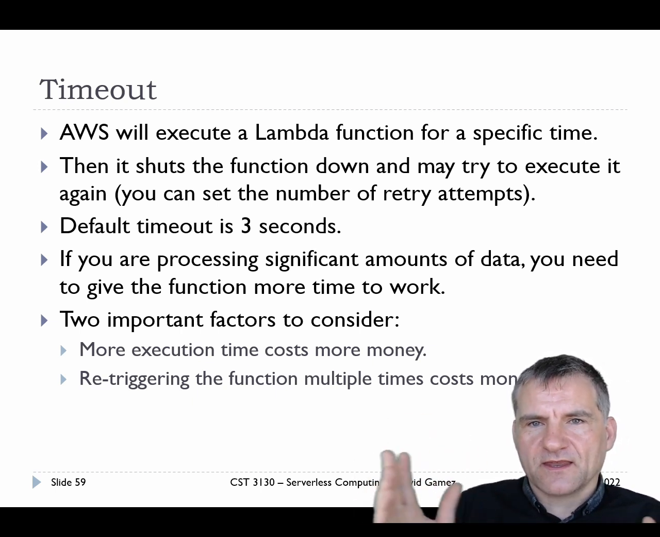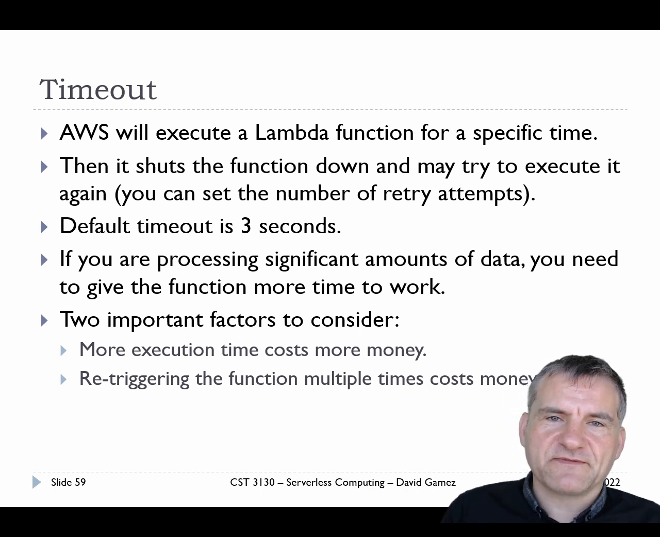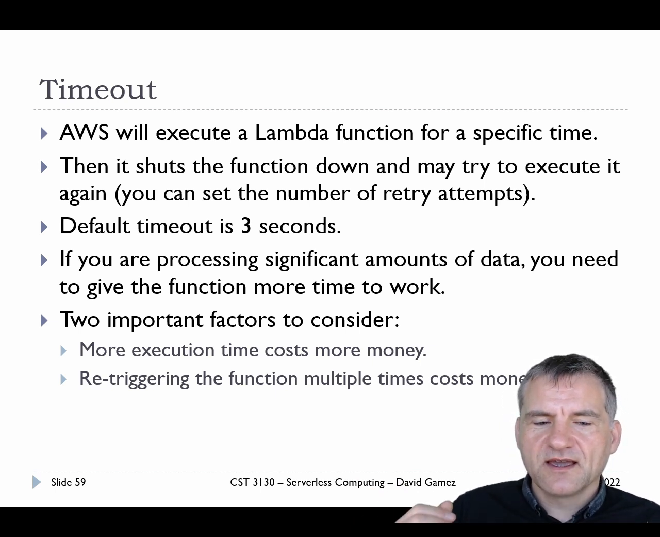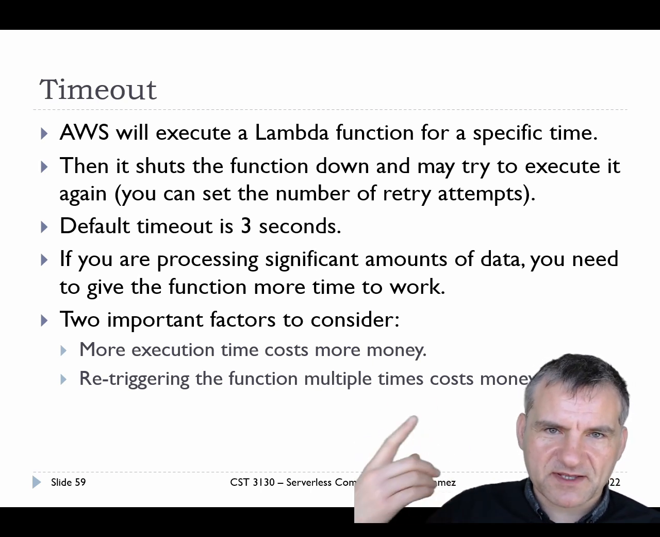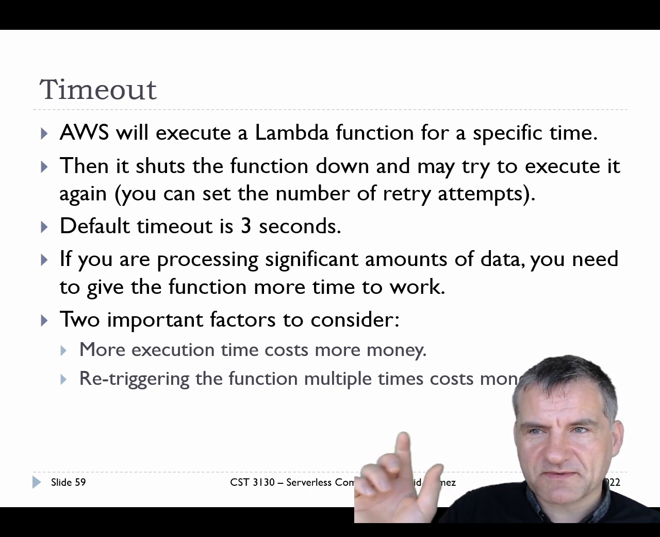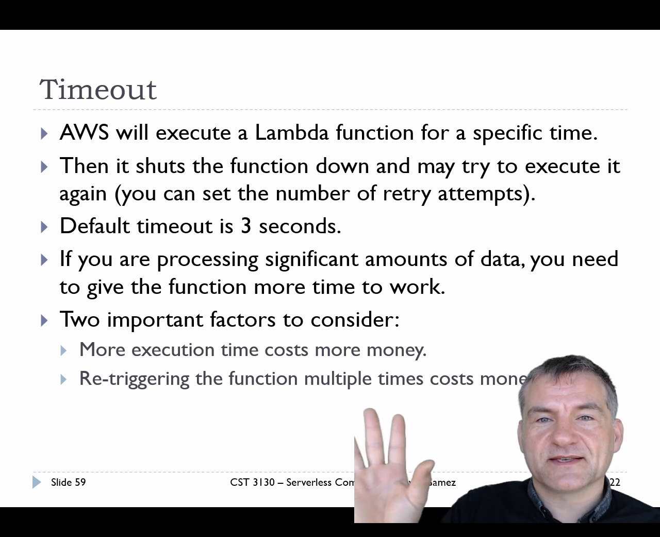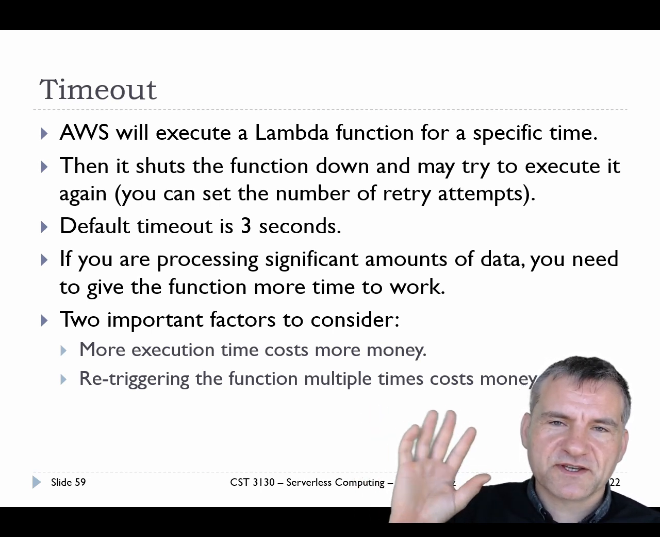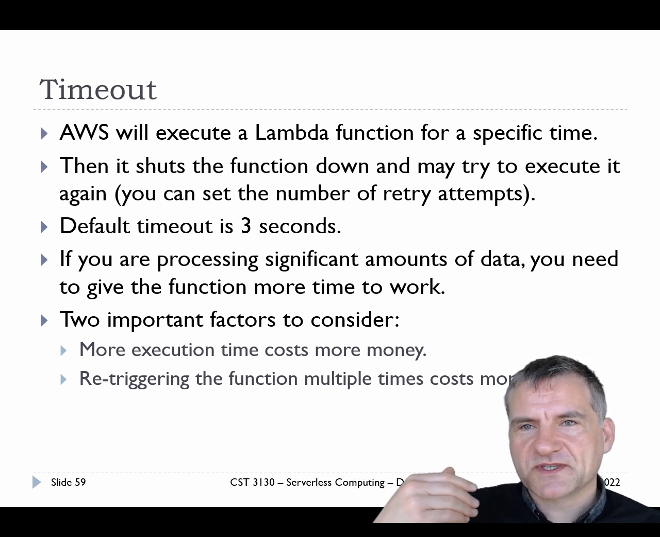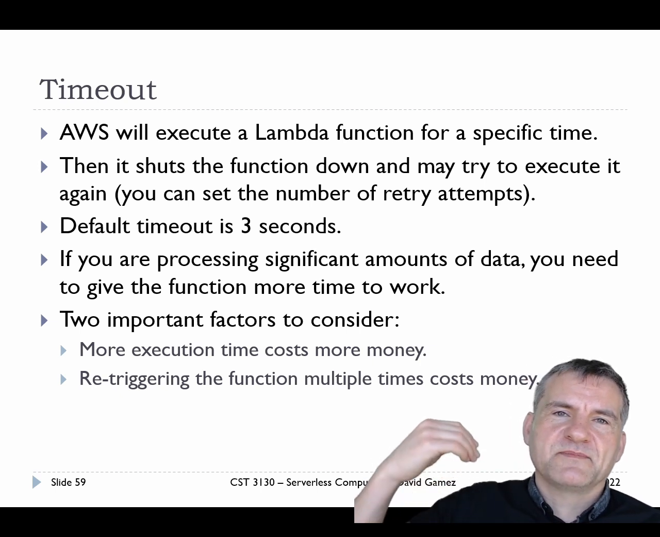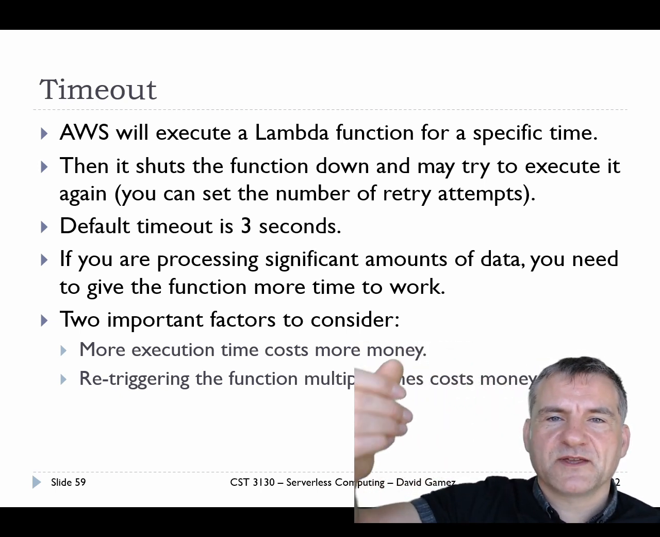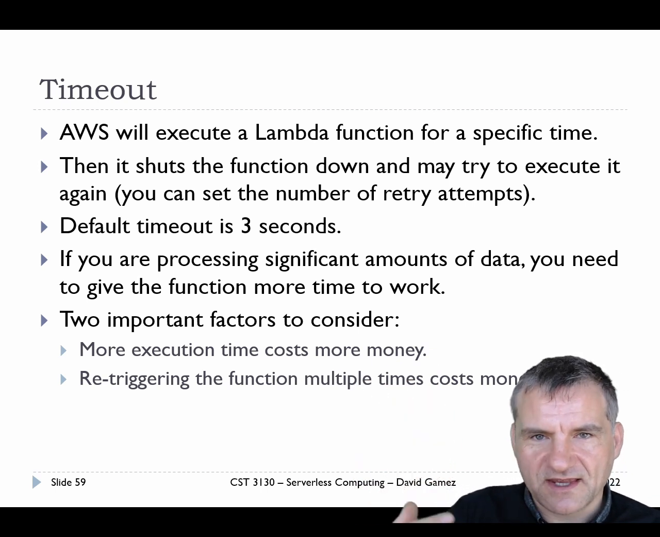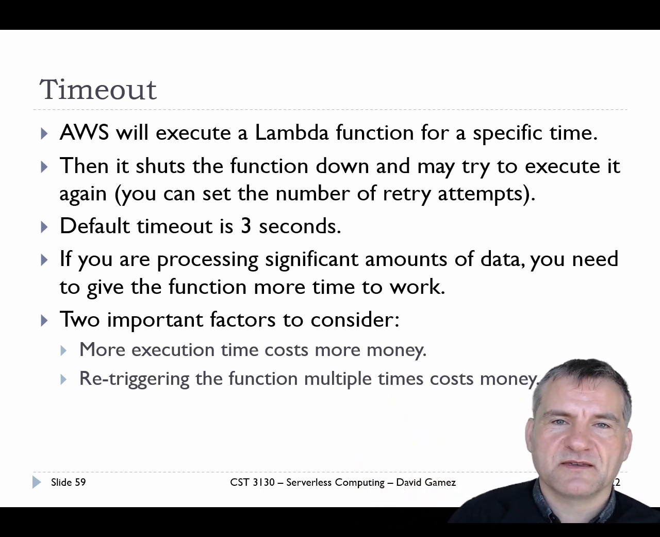As a general point, the longer the function runs, the more money it costs. But if the function fails because of the timeout, it's going to be re-triggered multiple times, and that's also going to cost money. And if your function doesn't run at all, it's completely useless. So you need to give your function enough time to run. If it stops sooner, that's fine, but if it's terminated by AWS before it finishes, that's not fine. So you need to tweak the timeout so that your functions work nicely.